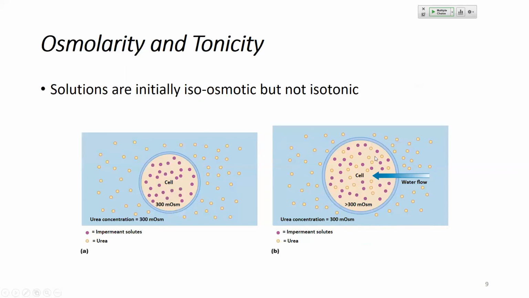And if you ignored urea, there would be more solute inside the cell and no solute outside the cell, and so you would have a gradient. Right? So the tonicity is taking only the impermeable solutes into account, whereas the osmolarity takes all the solutes into account. Okay? So a solution can be isoosmotic, but not isotonic. Alrighty, that's very important. Okay, so in actuality, this solution is hypotonic, although it began as an isoosmotic solution.